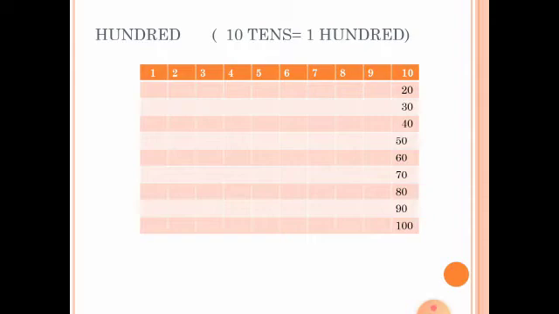Another way to add these blocks: we know that in each row there are 10 blocks, so 10 plus 10 is 20, 20 plus 10 is 30, 30 plus 10 is 40, and similarly we will go up to 100 blocks.